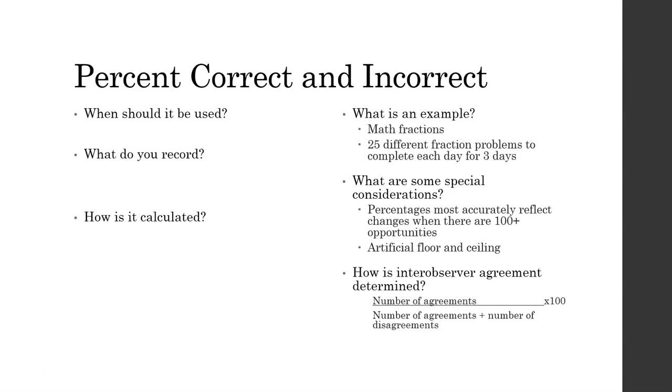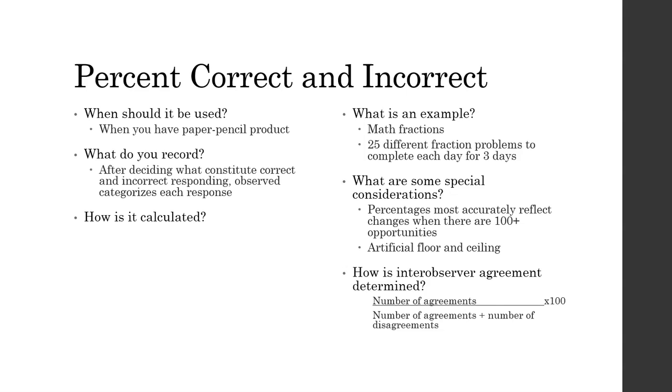Here we have percent correct and incorrect. What are the advantages of permanent products? Well, they're available to be analyzed. They can be on videotapes, audio tapes, paper and pencil, or word processing. It allows for analysis after with repeated review. The disadvantage is that you don't know why the student may perform better on one session to the next.